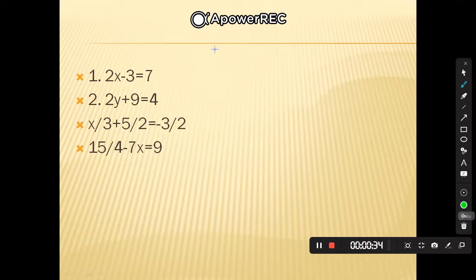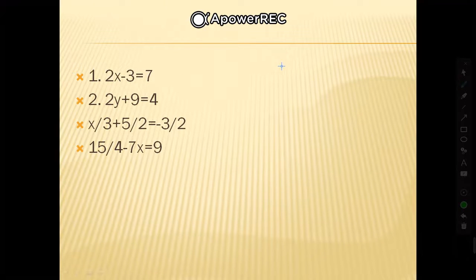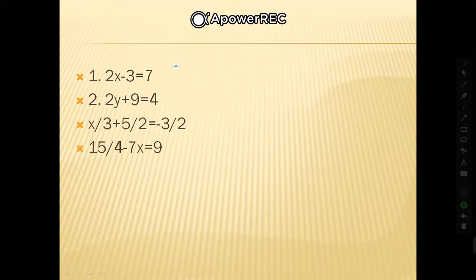Let's solve it. So the first one is 2x minus 3 is equal to 7. First I want to tell you about the sign: don't use the equal to sign with 0, because there is another sign given, that is the sign of equation. This is the equation sign. Okay, every time use this.